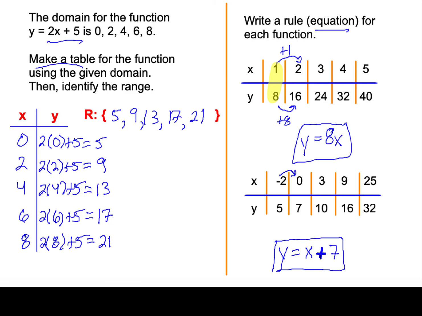So again, there's some very basic functions. We'll do much more complicated ones as the year goes along. But if you have any questions about doing any of that or the definition of a function, talk to your teacher.